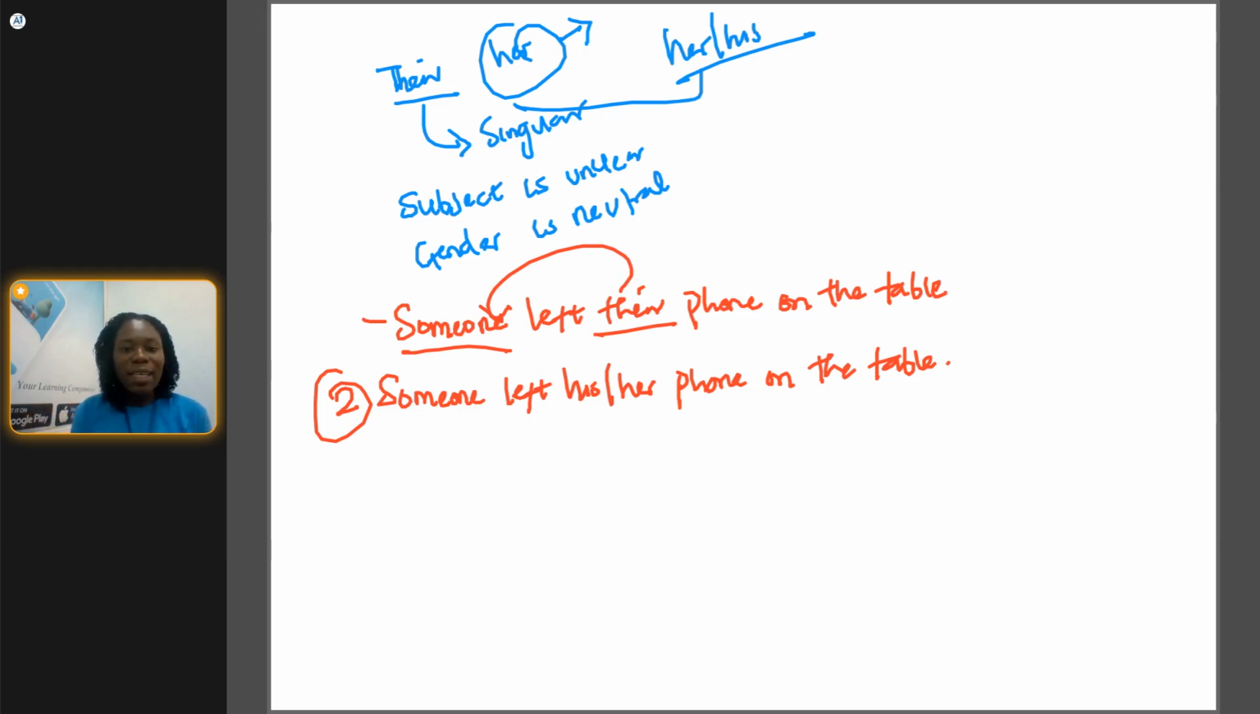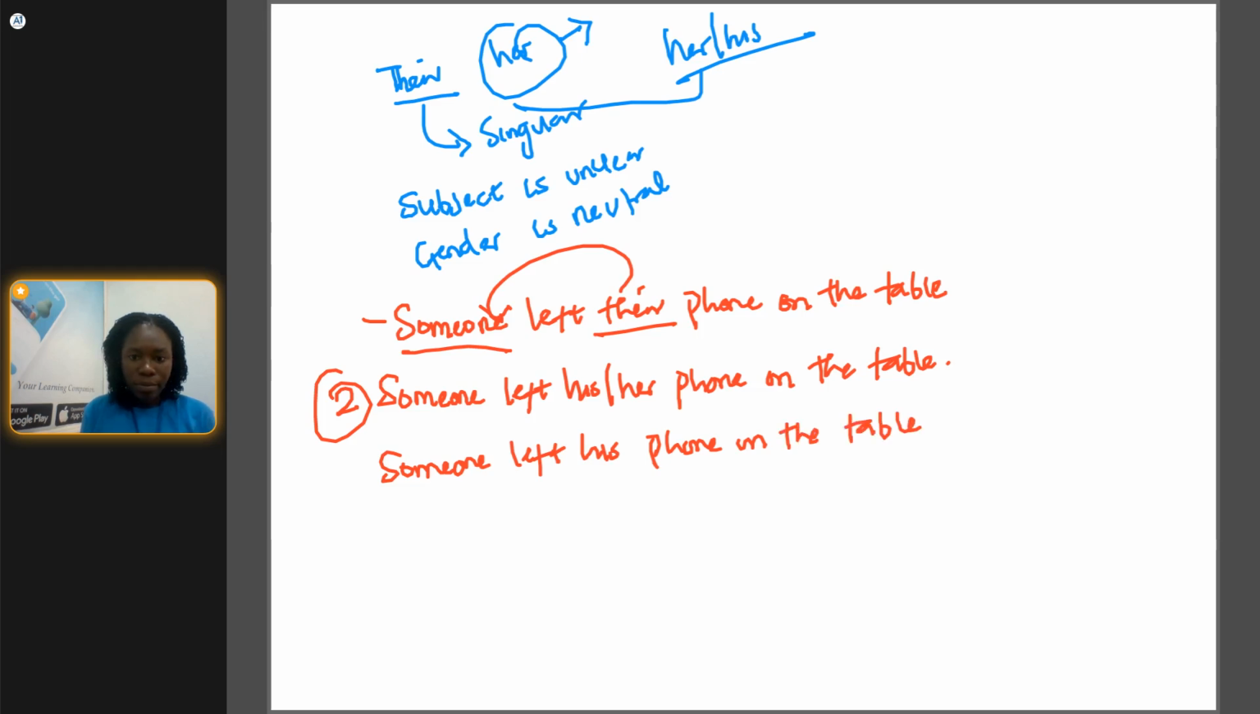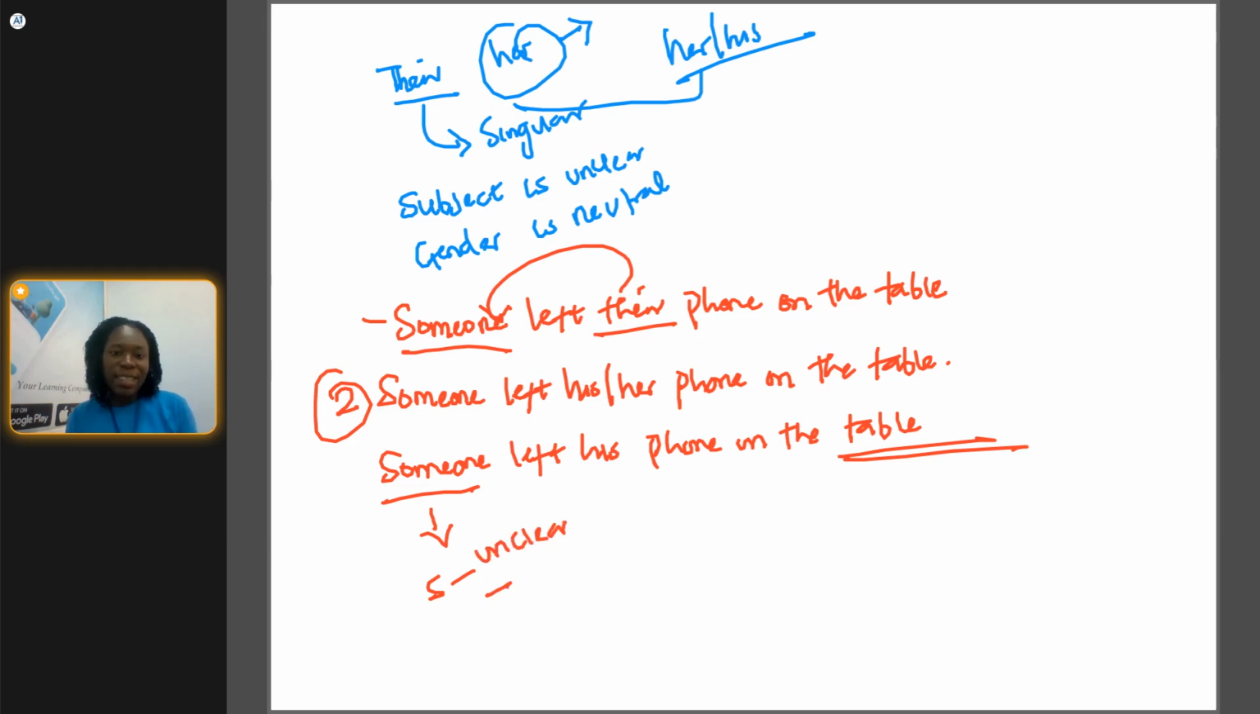However, if you find a sentence like someone left his phone on the table, then we can rule this out. Because someone is a subject and the subject is unclear and we do not know the gender. So we can say this is genderless. All right, so the gender is neutral. If the gender is neutral, why are you using his as the pronoun to replace a subject that is unclear?